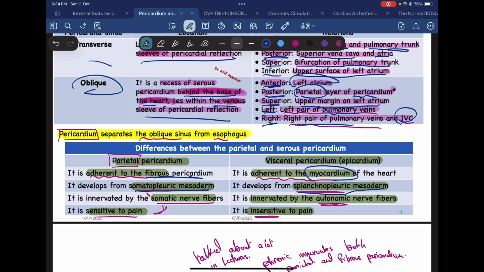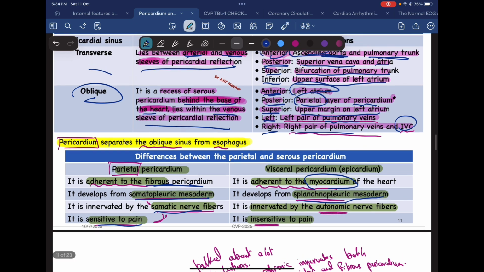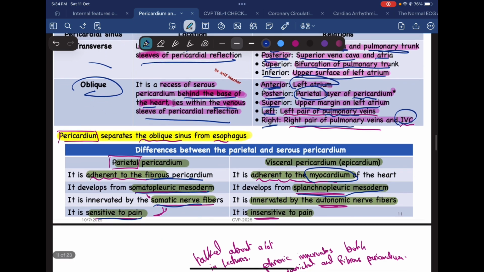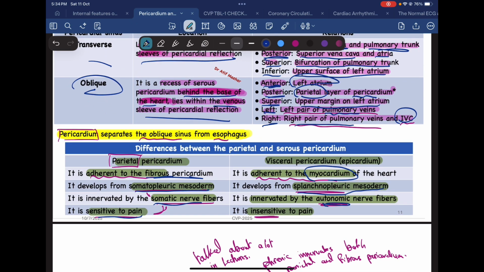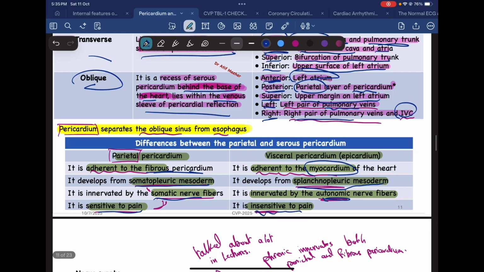Now, the parietal pericardium is innervated by somatic nerves and it is sensitive to pain. But the visceral one is innervated by the autonomic, not the somatic, the autonomic, and you cannot feel any pain on the visceral layer. It's insensitive. So technically, you could tickle a patient's heart and he would not feel it if you remove the fibrous or the parietal pericardium.